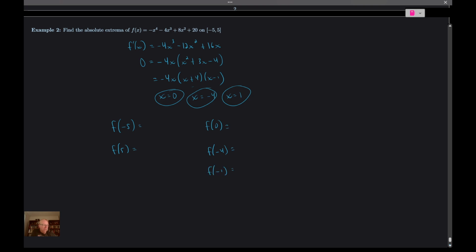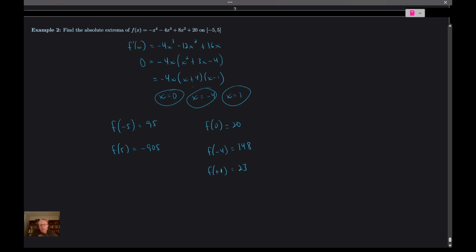So f of negative 5 is 95. F of 5 is negative 905. F of 0 is 20. F of negative 4 is 148. And then f of 1 is 23.